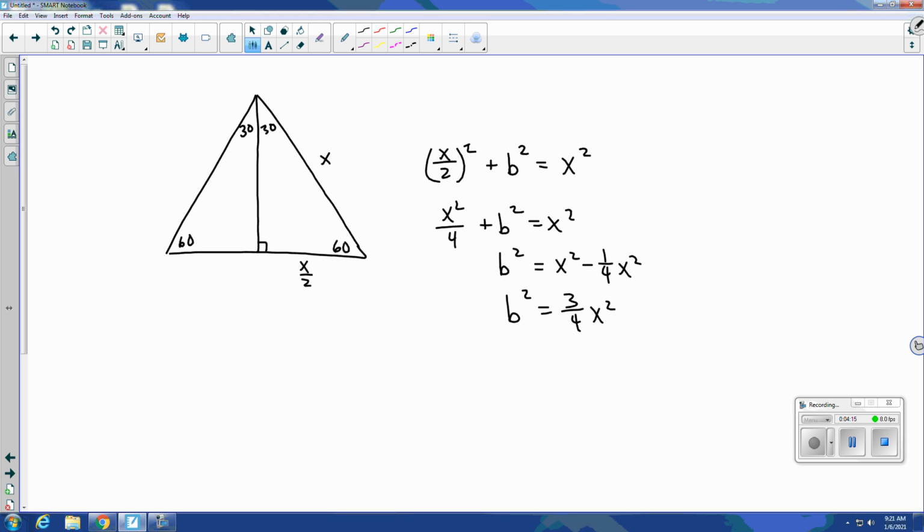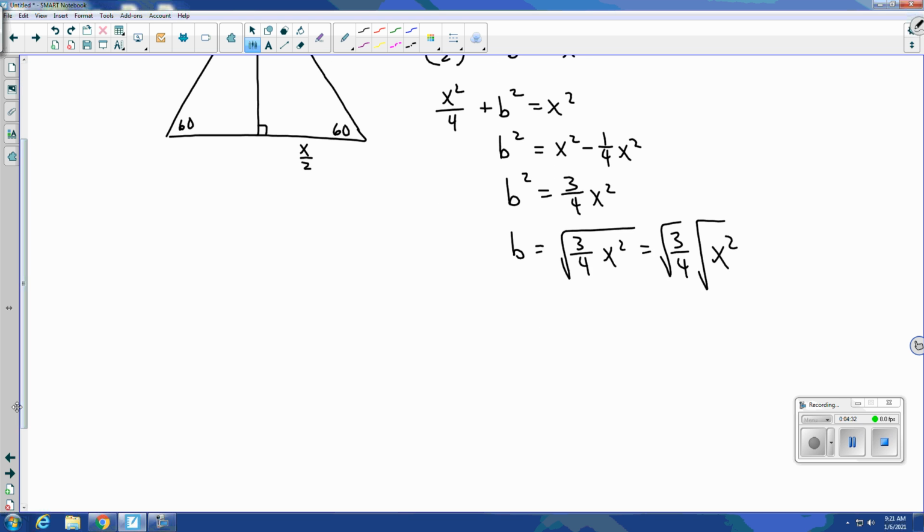Take the square root of both sides to solve for that missing leg. You can split this to simplify. We know that the square root of x squared is just x, and we can even split that ratio. And we know the square root of 4 is 2. So we have successfully found a simplified version for our altitude length.